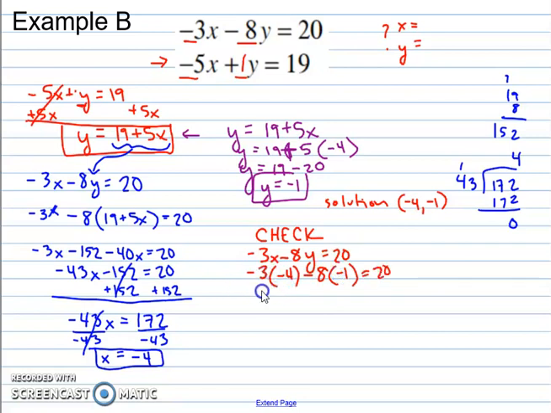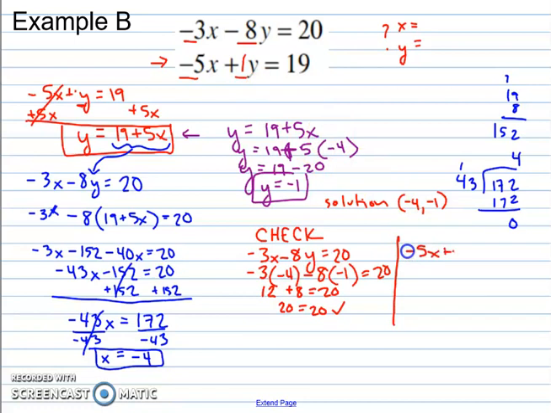And multiply. -3 times -4 is 12. -8 times -1 is 8. Does that equal 20? 12 plus 8 is 20. Okay, so it works for our first one. And now I'm going to check the second one.